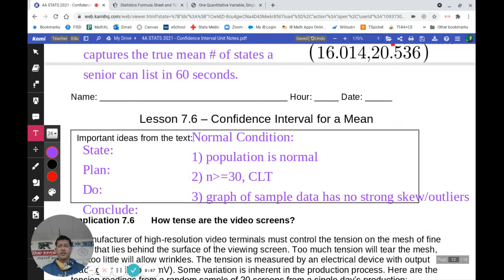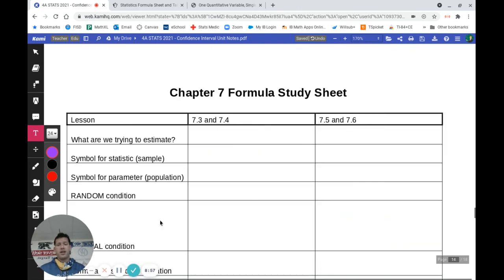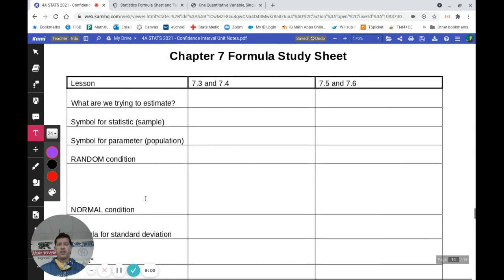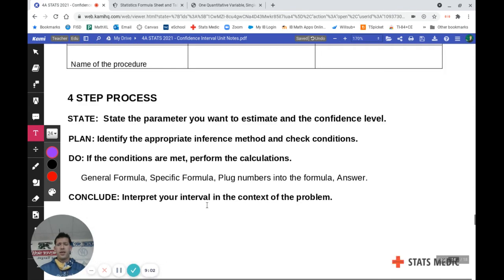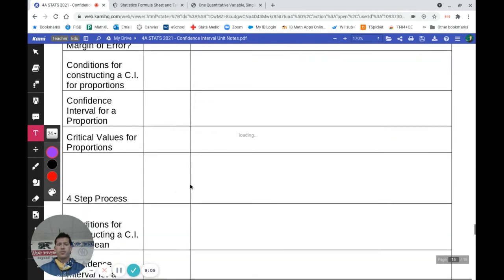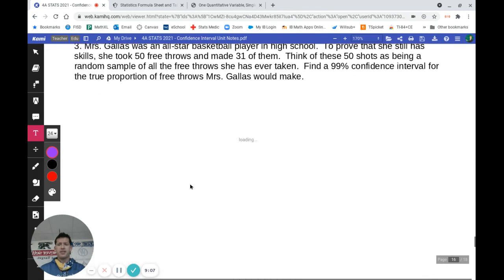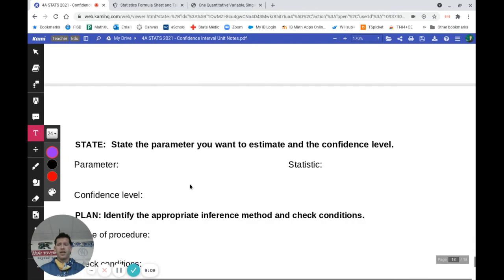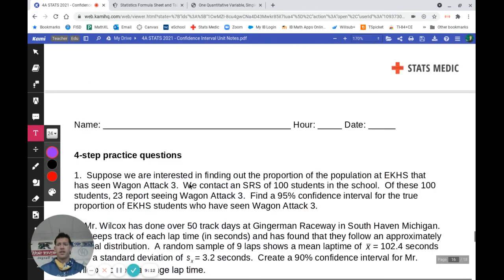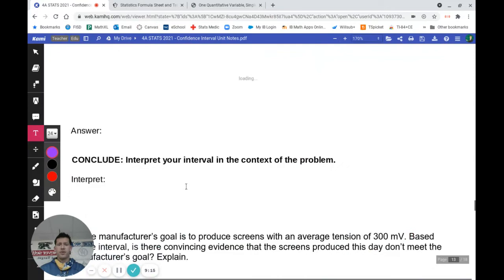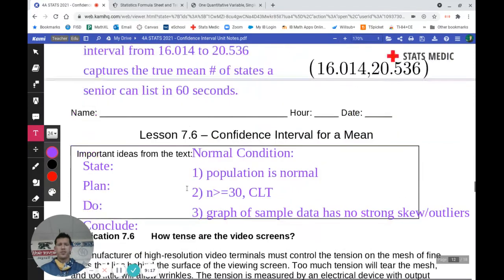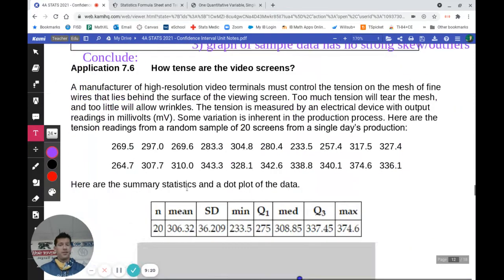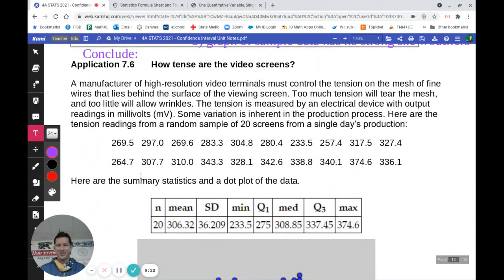So nice and easy there. You're going to practice this on application 7.6, and then we're going to wrap up our notes here and put everything together in a nice, neat formula study sheet for you. And then there's some practice problems, some big ideas, all at the bottom of this Camie as well, and some blank 4-step process as well that we can practice in class to make sure you guys are confident with confidence intervals. You see what I did there?